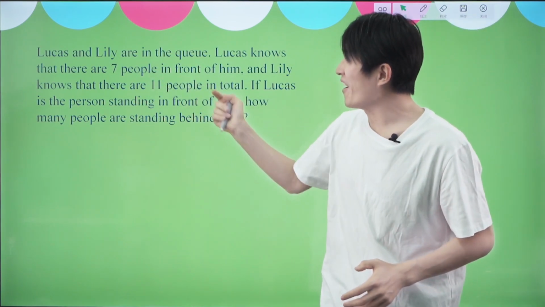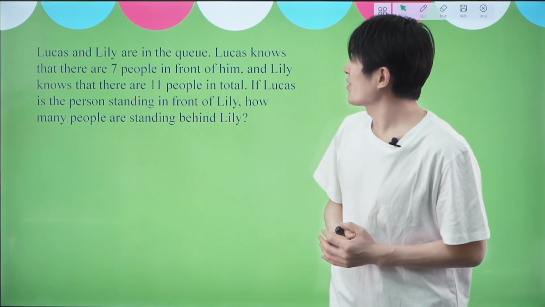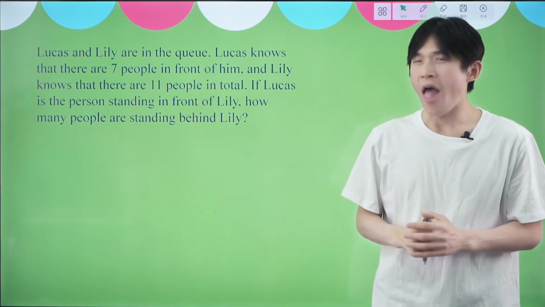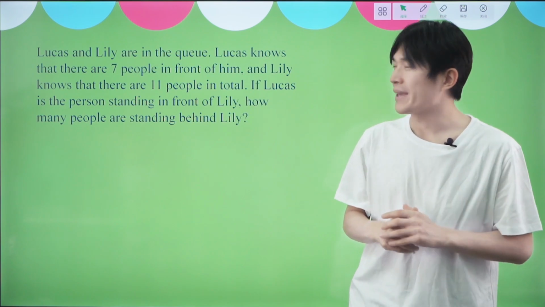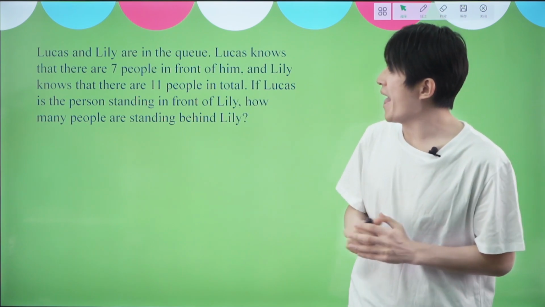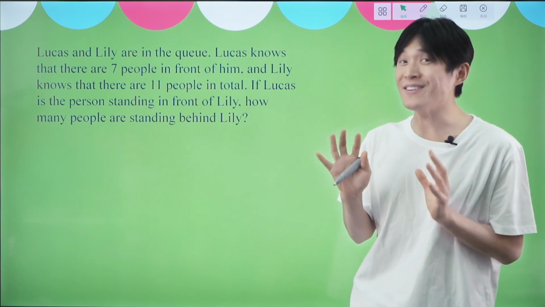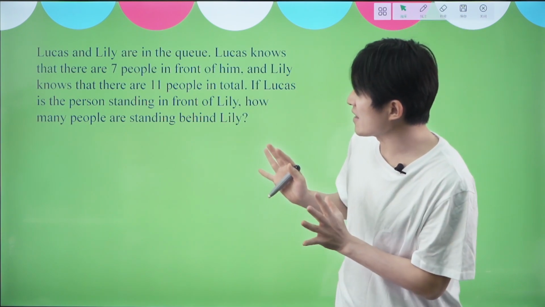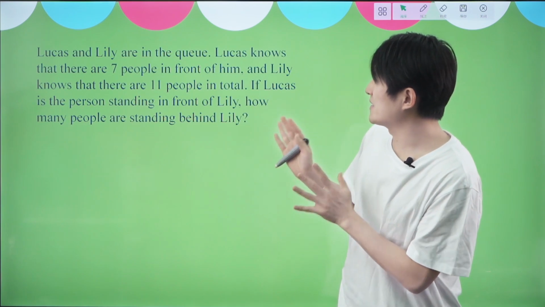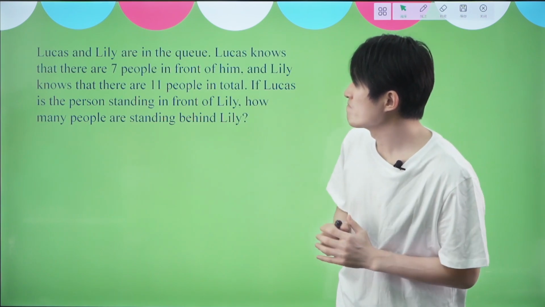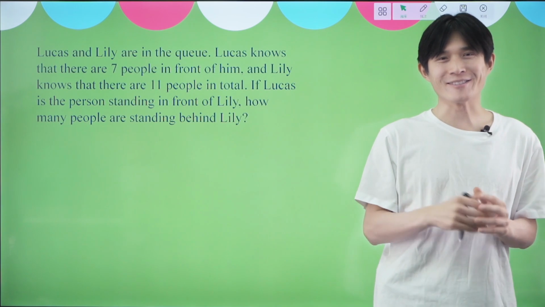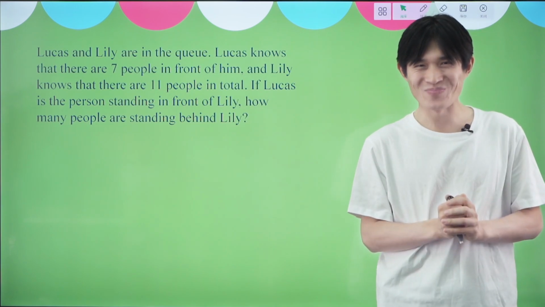Lucas and Lily are in the queue. Lucas knows that there are 7 people in front of him, and Lily knows that there are 11 people in total. If Lucas is the person standing in front of Lily, how many people are standing behind Lily?